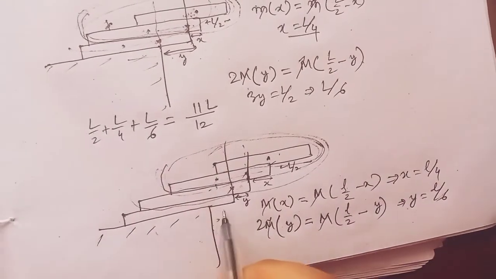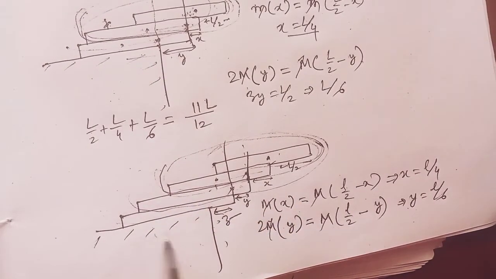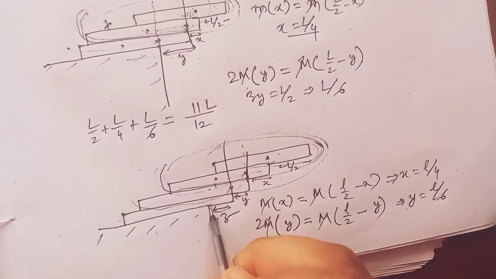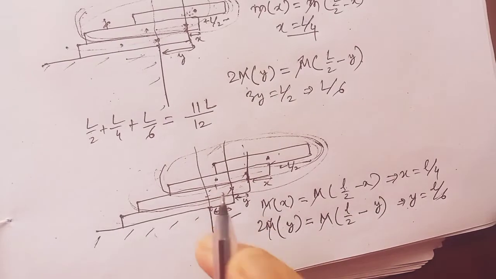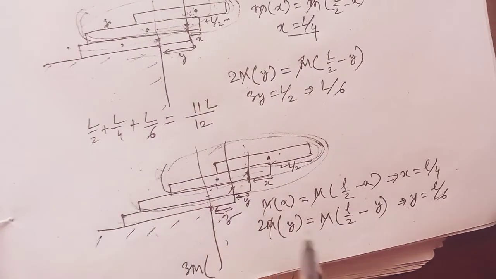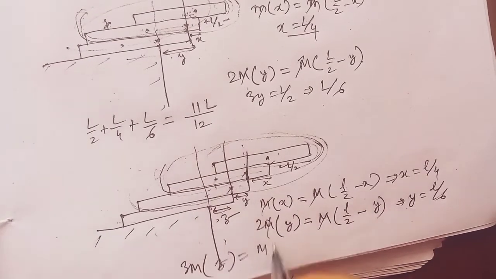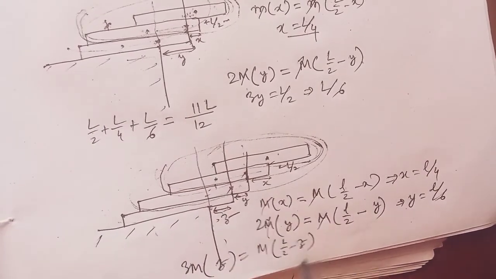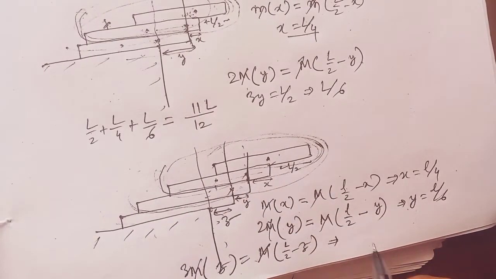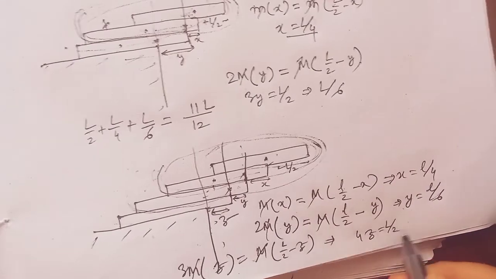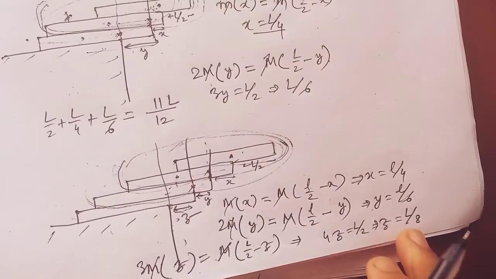And if I want to find this distance, suppose z, then I know that these 4 blocks are in equilibrium, so the center of mass of these 4 blocks must lie along this line. If I consider these 3 blocks as a system, their mass is 3m, and their center of mass will lie along this line z, and that must be equal to m times L by 2 minus z. So if I transpose this, 4z equal to L by 2, that implies z equal to L by 8.